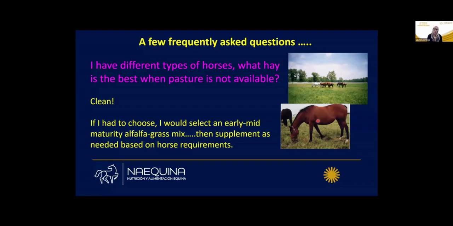If it was me and what I would do in my own world, I would select an early to mid maturity alfalfa or alfalfa grass mix because it's in the middle of the road. It's not going to greatly exceed the requirements for those horses with high requirements, and it's going to be close to meeting the requirements of the horses with lower needs, but I can use extra concentrate to meet the needs of the higher. So something in the middle and then supplement as needed based on the horse requirements.